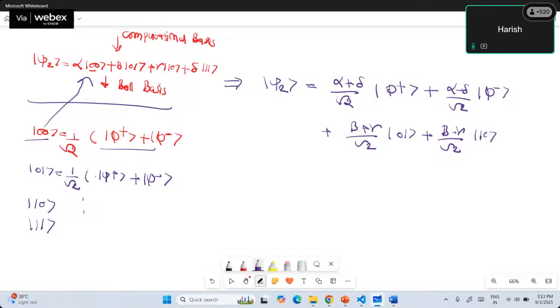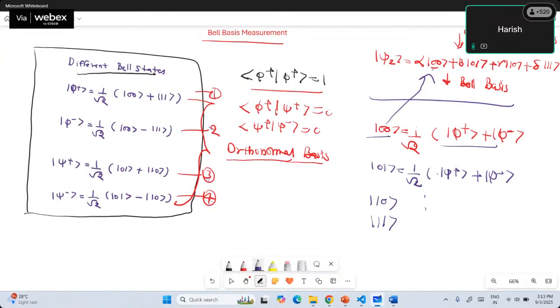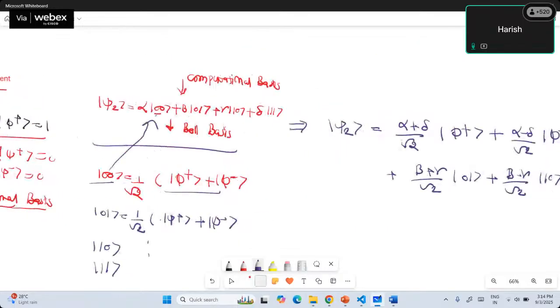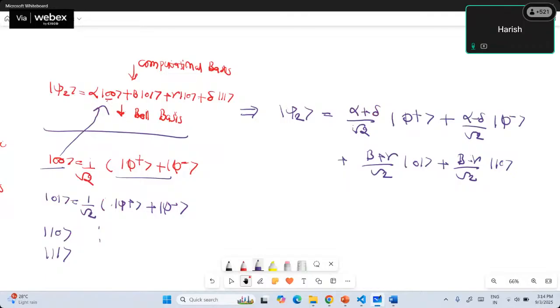So what we did is we wrote the psi 2 state, which was in the computational basis 0 0, 0 1, 1 0 and 1 1, and converted it into the Bell basis. So now we have written the state psi 2 in terms of the Bell basis. Earlier we said that these 4 states, phi plus, phi minus, psi plus, psi minus, can be used as a Bell basis, and we are able to write the 2 qubit general state from the computational basis in the Bell basis.